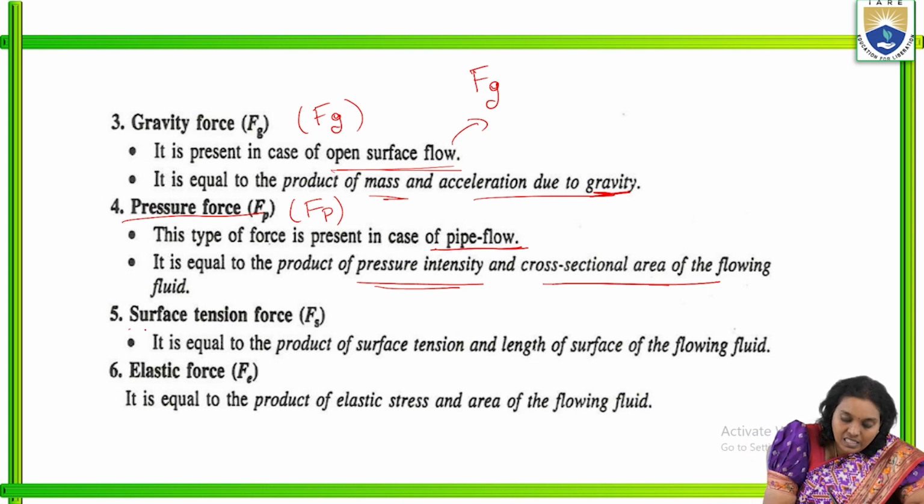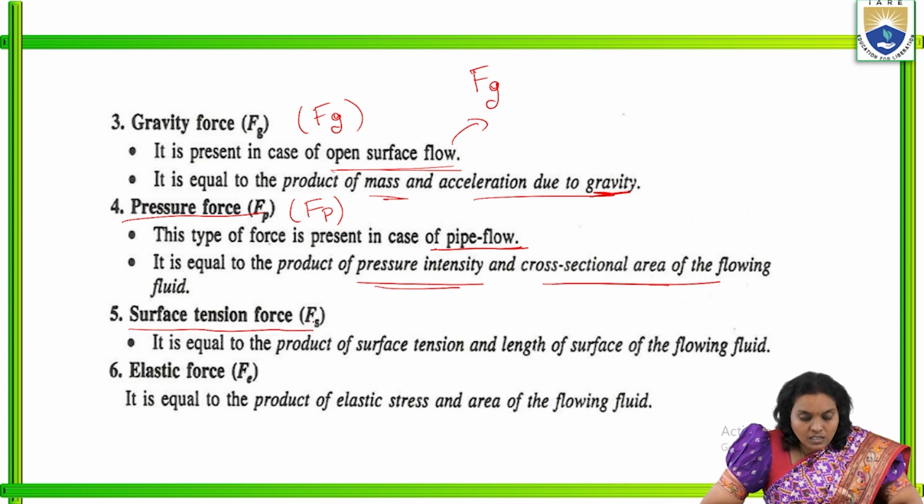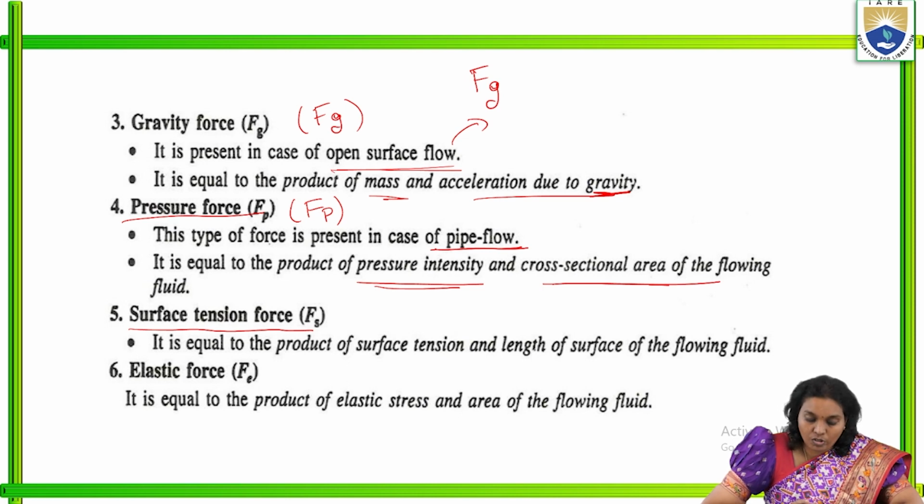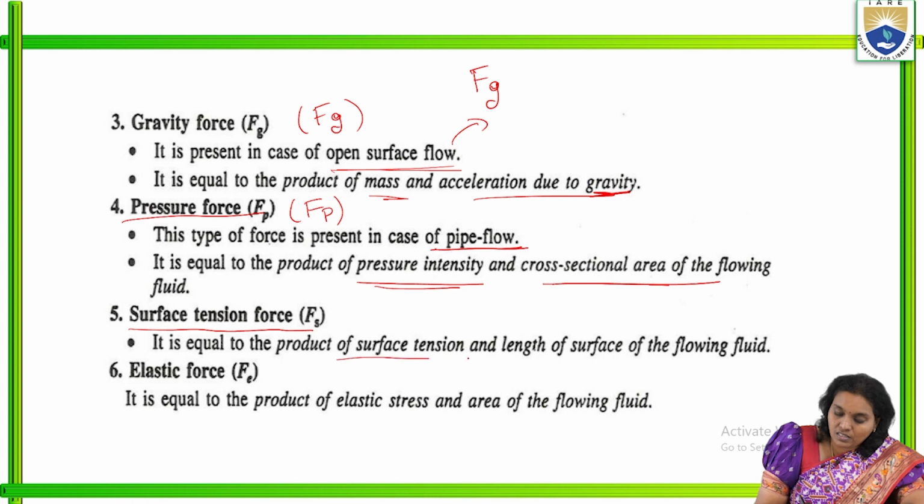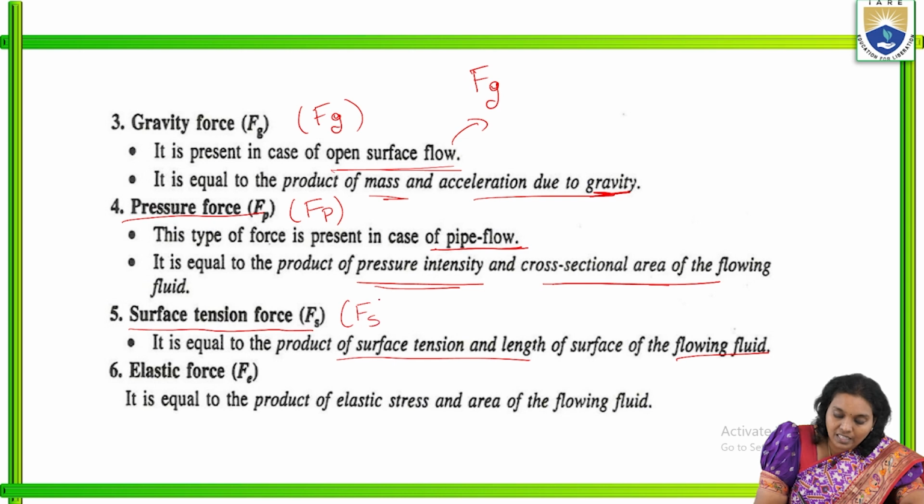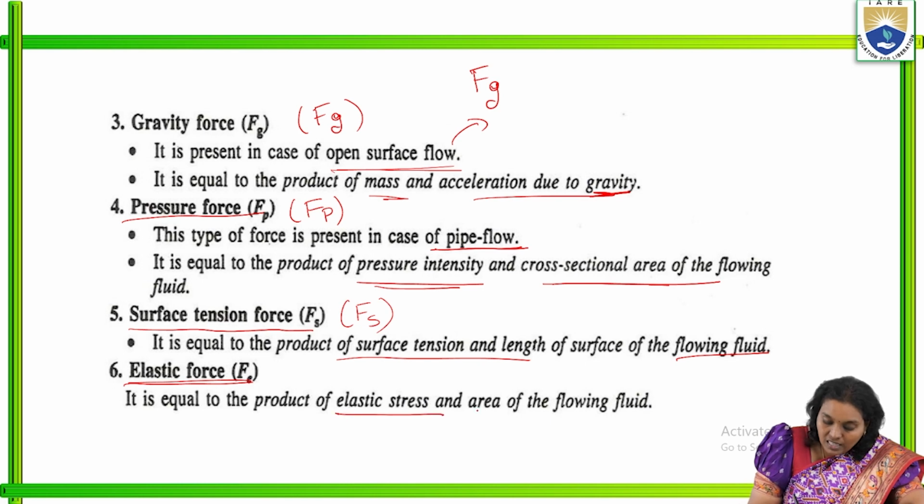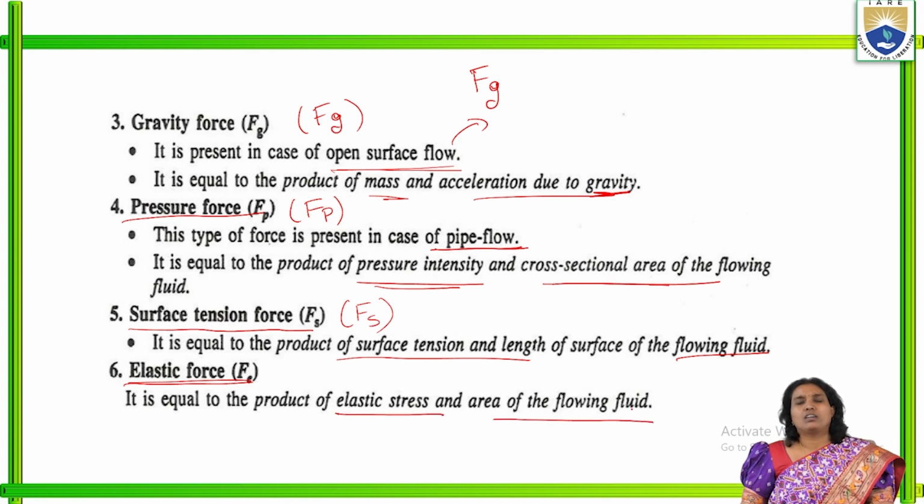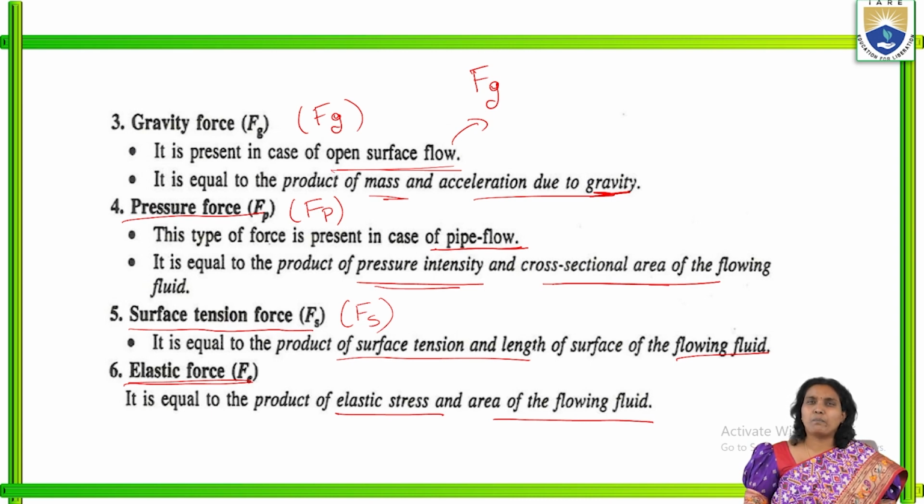Next is the surface tension force. It is equal to the product of surface tension and length of the surface of the flowing fluid. It is denoted F with suffix S. The next one is the elastic force. It is equal to the product of elastic stress and area of the flowing fluid. So these are the 6 different forces which play a vital role in model analysis.